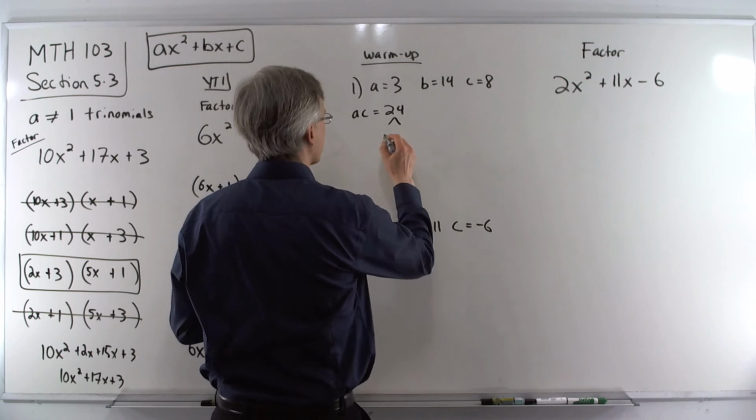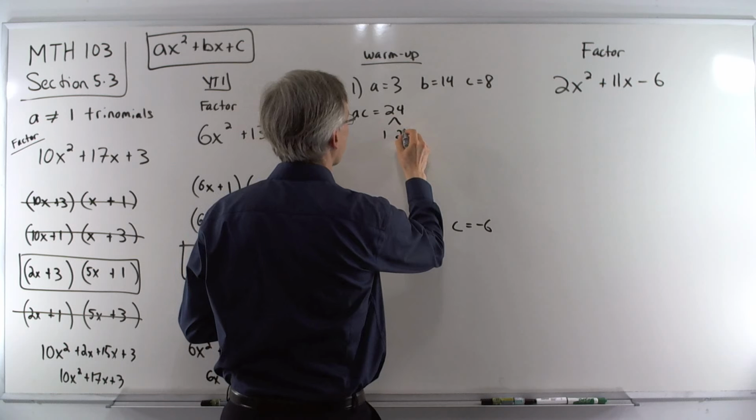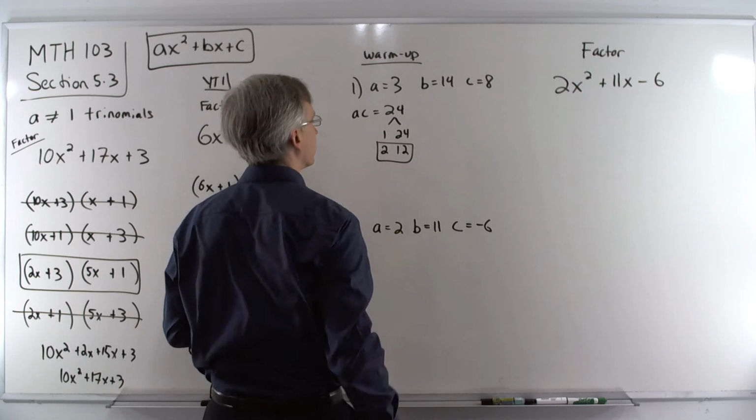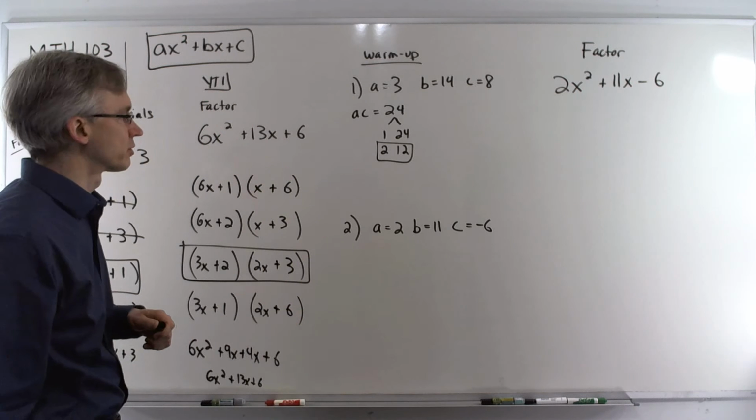All right, first one, our factors of 24. We can have 1 and 24. We can have 2 and 12. Looks like 2 and 12 add together to get 14, so there's our two numbers, 2 and 12.